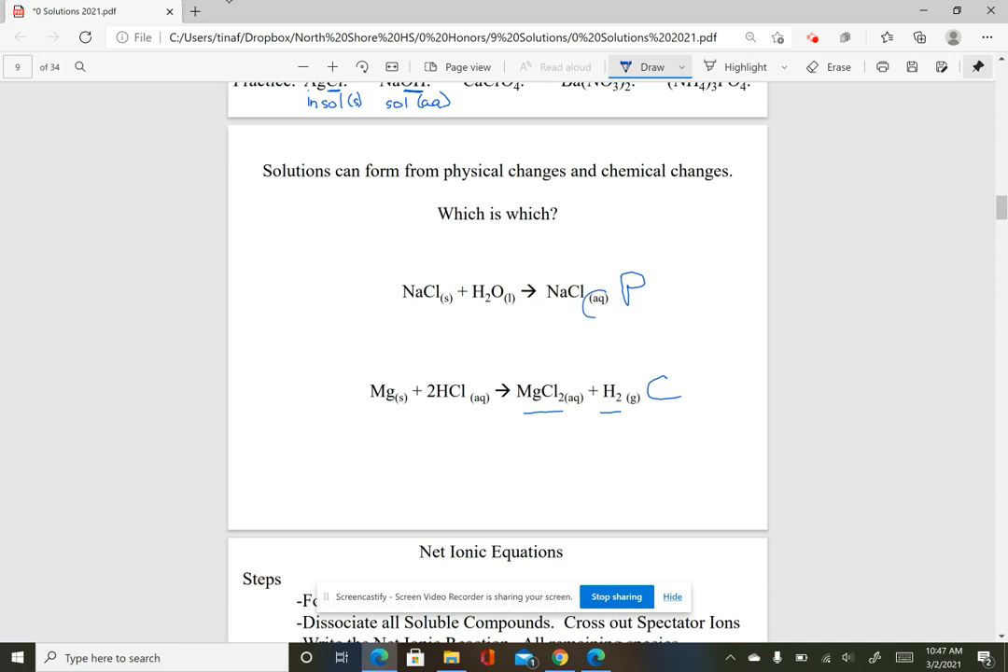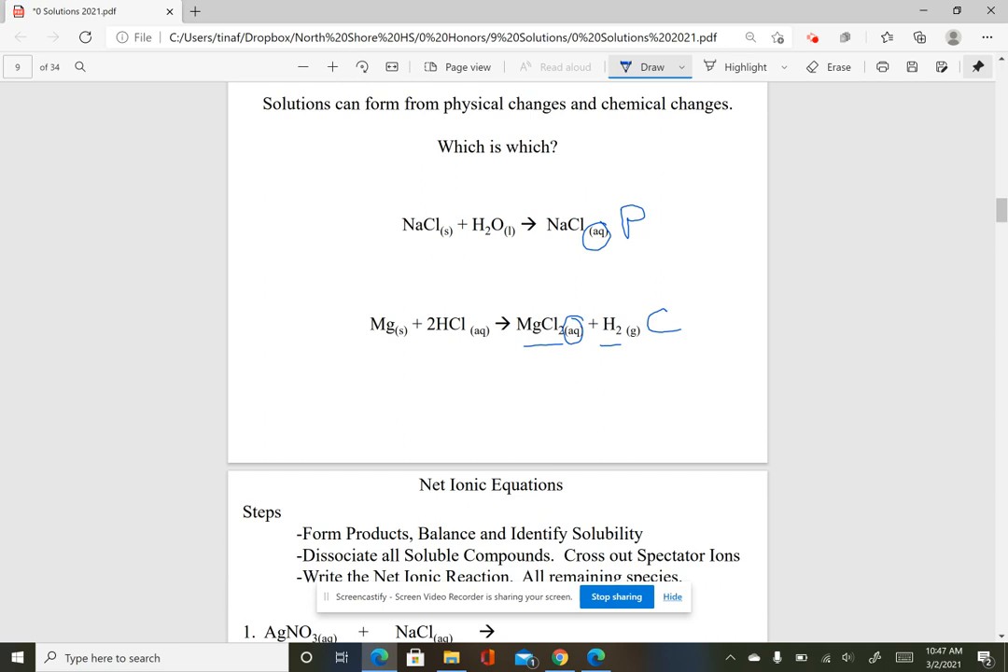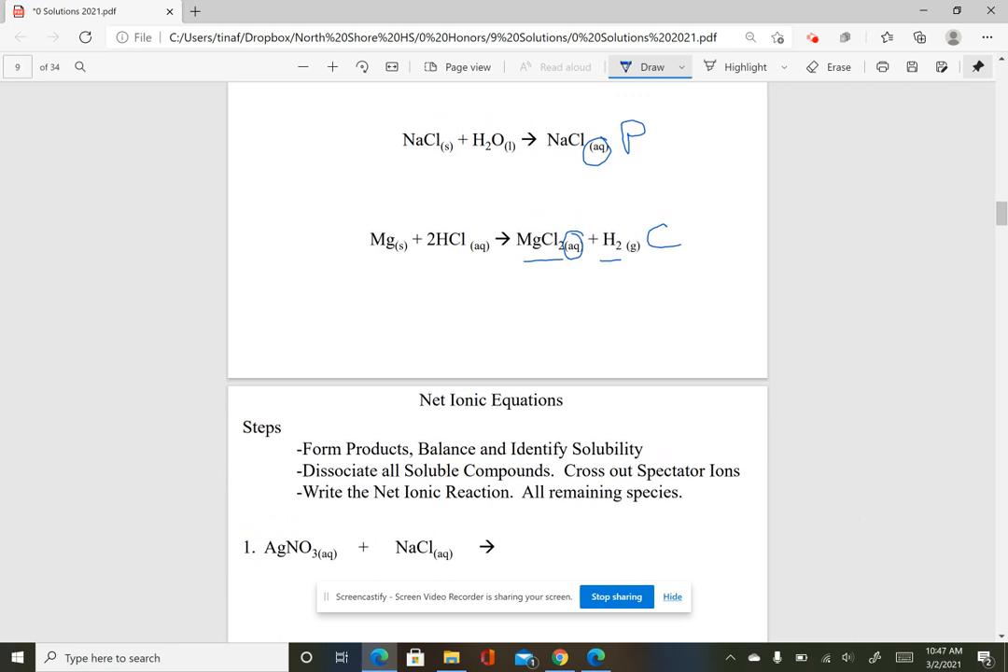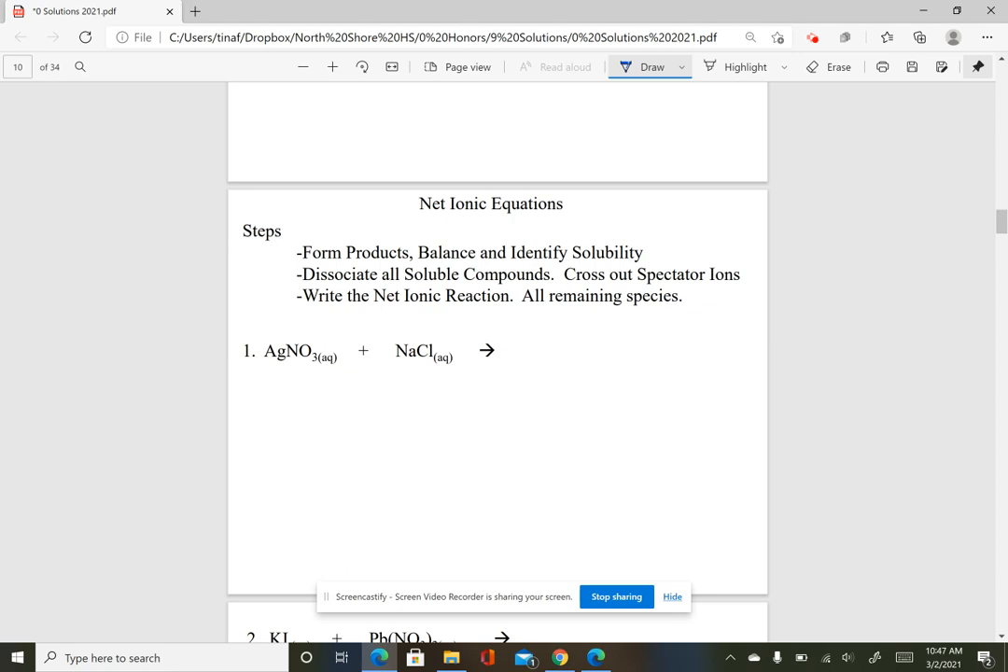In both cases, on the product side, there's something with an AQ next to it, right? So both of these scenarios make a solution. What you guys are going to have to be able to do, not so much with dissolving, but when we're given a chemical reaction, is, when given reactants, predict the products, write the phase of those products, and then write a net ionic reaction, okay? So it sounds scary. Let's do this one together.